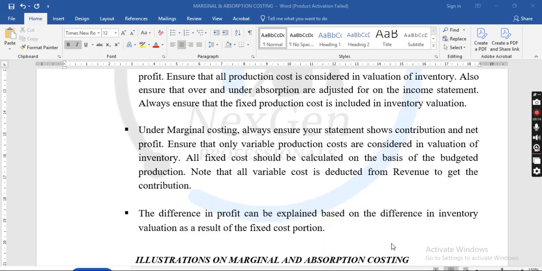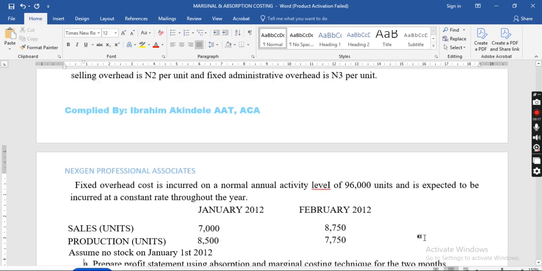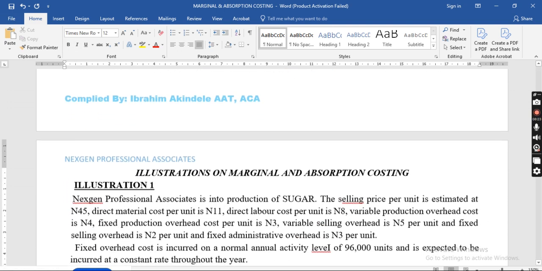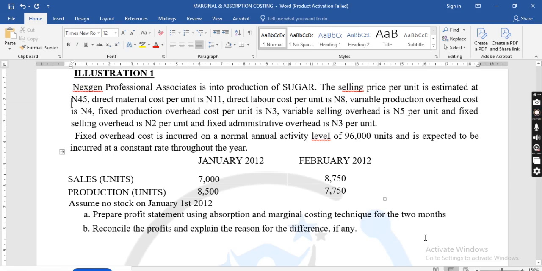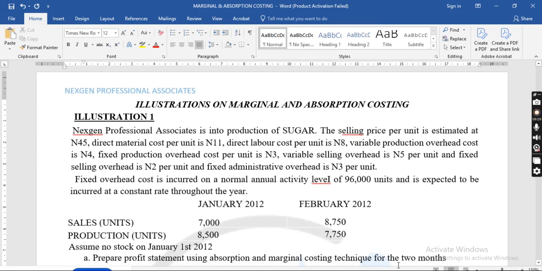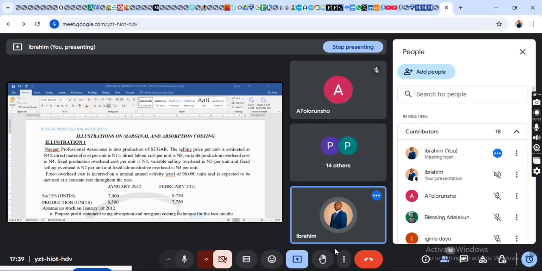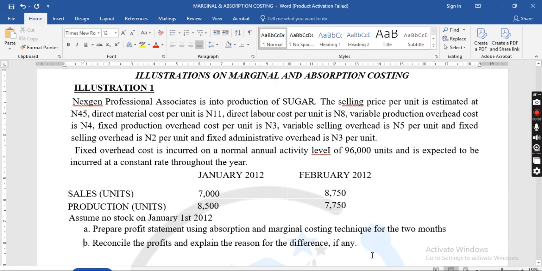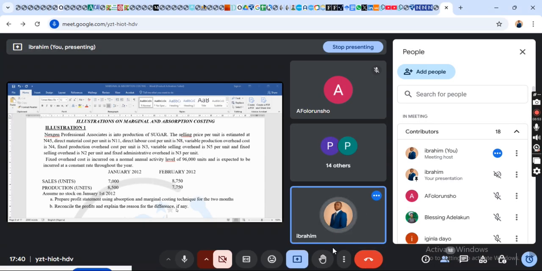the reconciliation statement, class. You may not see a question that comes directly asking you to prepare marginal costing, but you will use marginal and absorption costing from the beginning of performance management till the end of performance management. That is why it is very important. Now, I remember that we've solved the marginal costing of this question, is that not so, class? Then we are here to do justice to the absorption costing. Please give me some minutes.